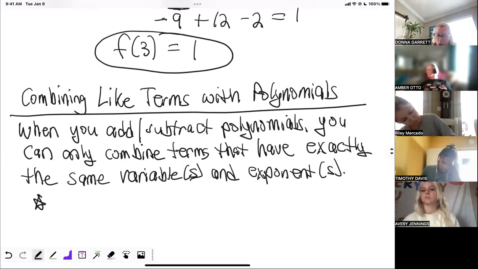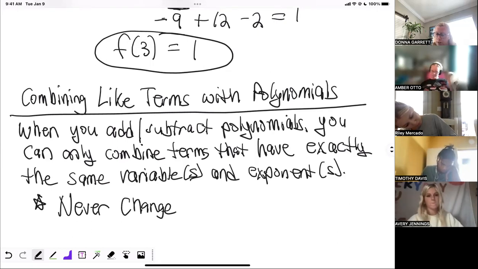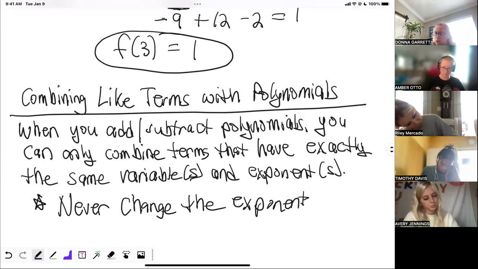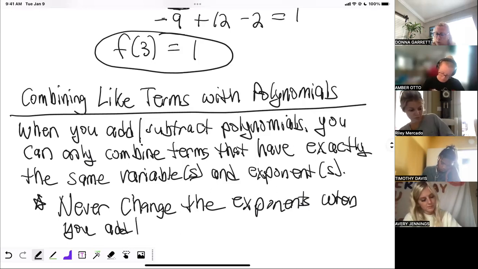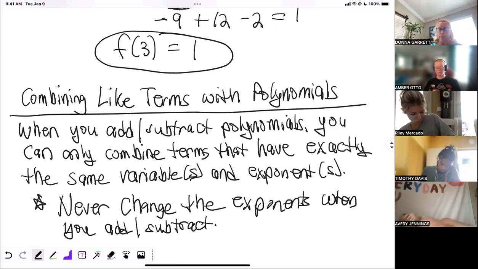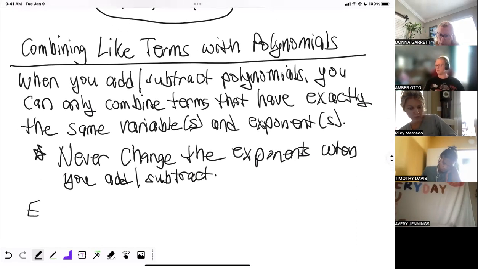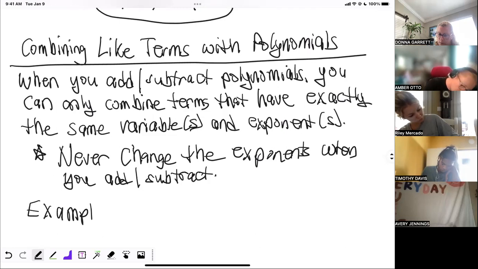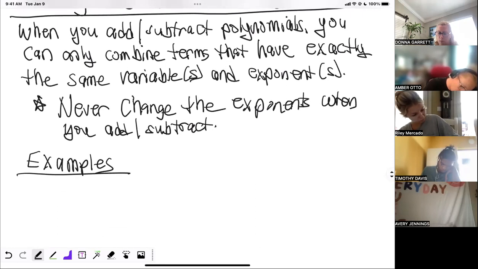When you add and subtract, you never change the exponents when you add or subtract. Really, really important. Let's do a couple examples. So we'll say simplify.